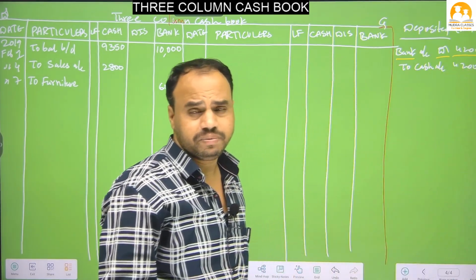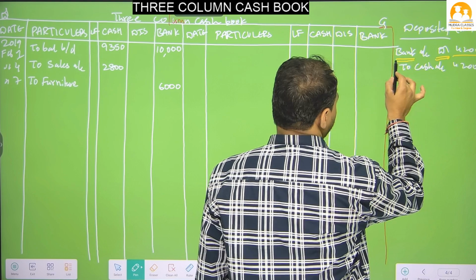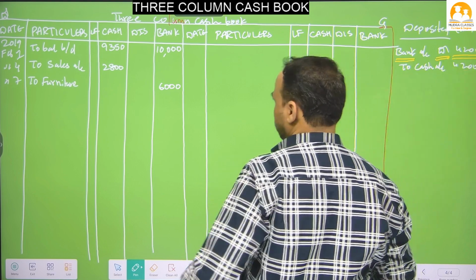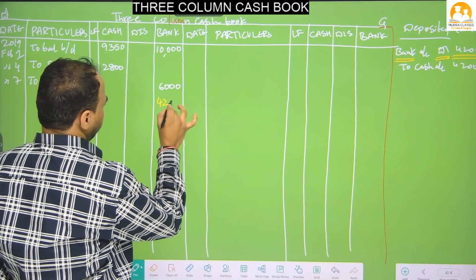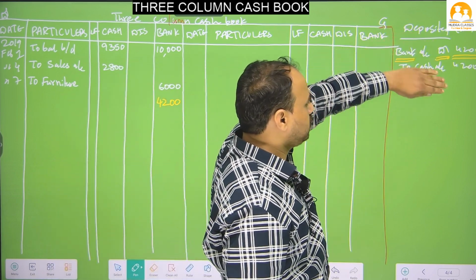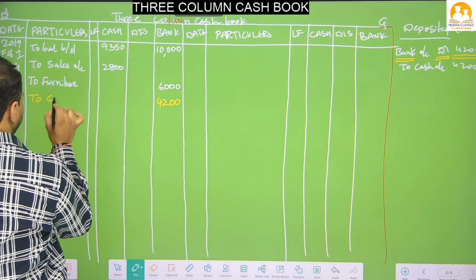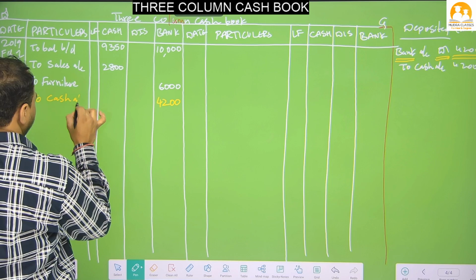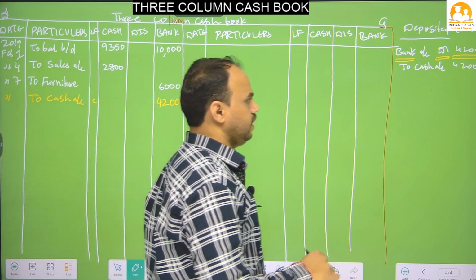Which side we have to write beta? We have to write on debit side. Which column? Bank column. How much amount? 4,200. So this is the debit side, this is the bank column. So I written 4,200. Close this bank beta. What is opposite to cash? So write down here to cash account. In a left column write C, and whatever date given you have to write that date.